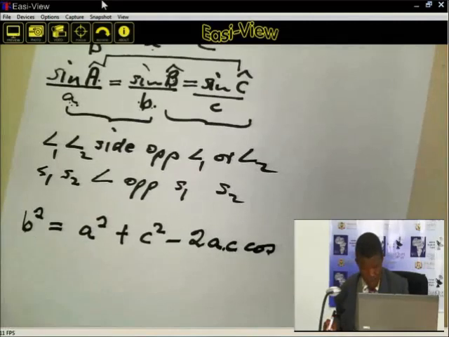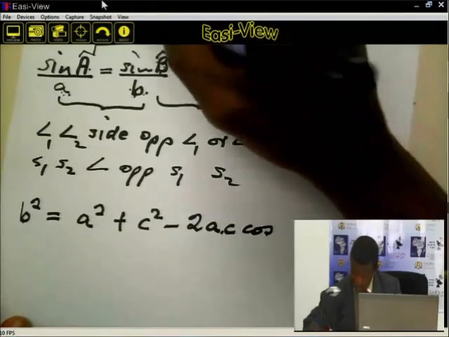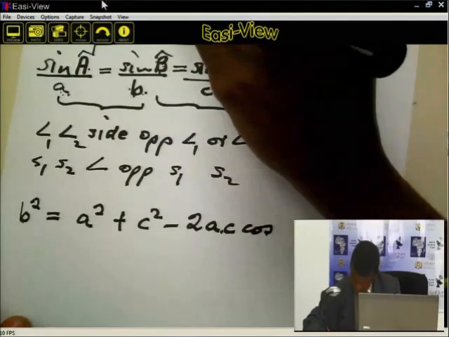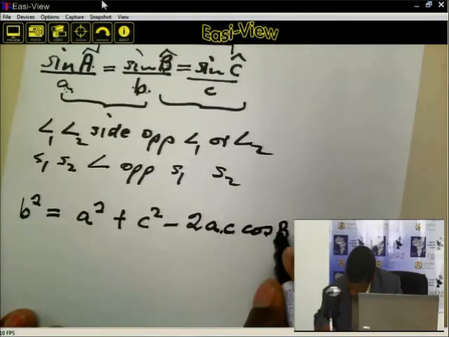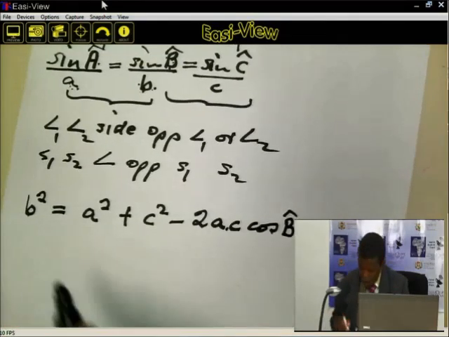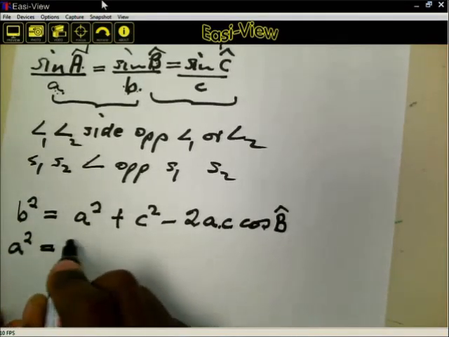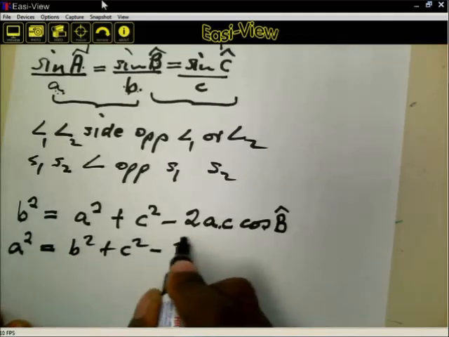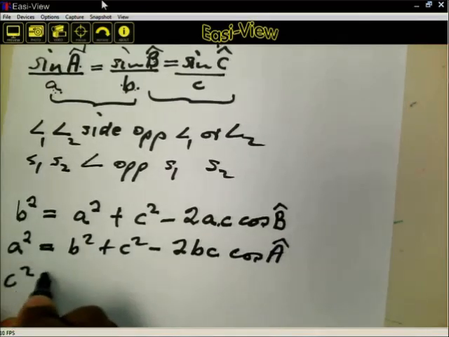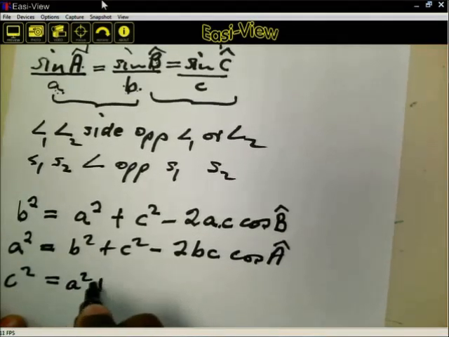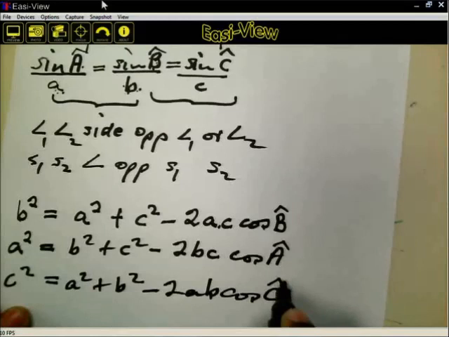Now, like I said, the included angle is nothing except the angle made up by the very sides a, b, b, c, which is c and a. So it is the cosine of B. Now, this applies to any other side. a squared equals b squared plus c squared minus 2bc cos A. And finally, c squared equals a squared plus b squared minus 2ab times cos C.